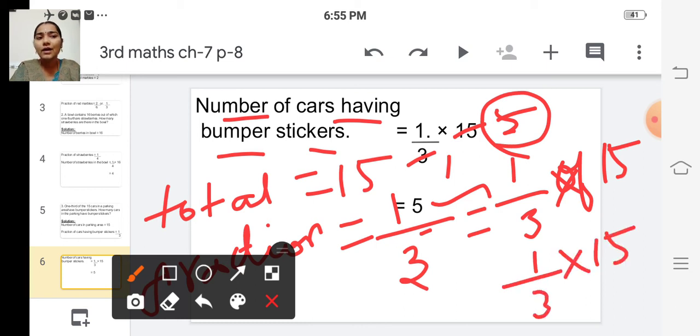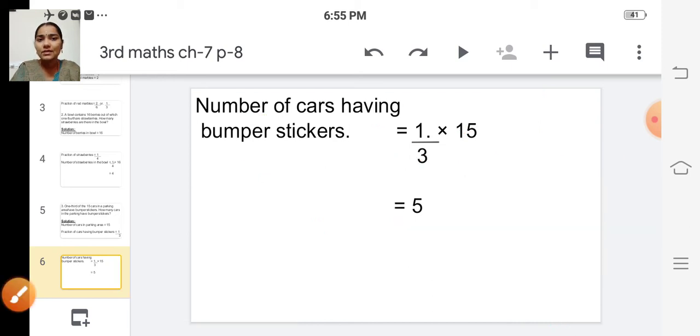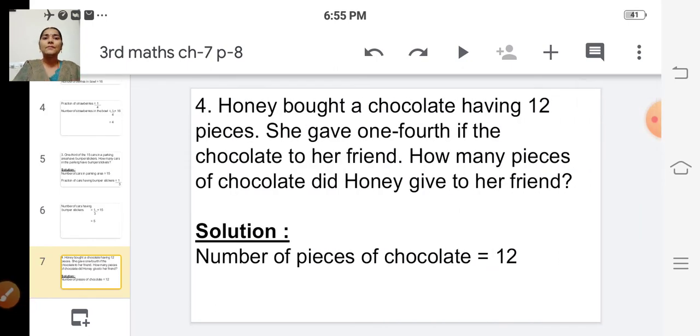1 by 3 of 15 means 1 by 3 into 15. So we have to divide this 15 by 3. So instead of dividing, we can cancel by the multiplication table. Okay, third table. So 3 ones are 3 and 3 fives are 15. So there are 5 cars in the parking area having bumper stickers. Is it clear? Yes. The next one, fourth problem.